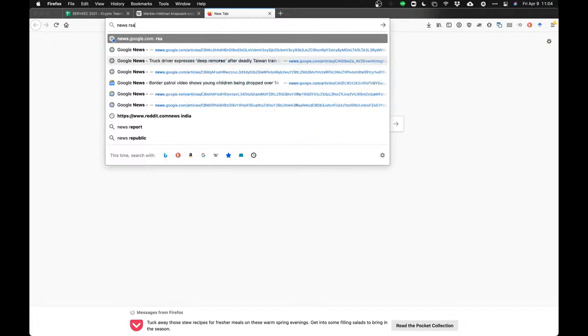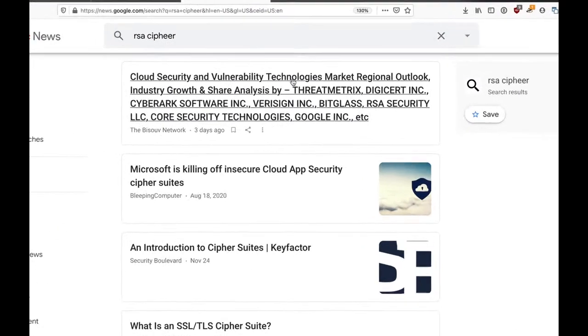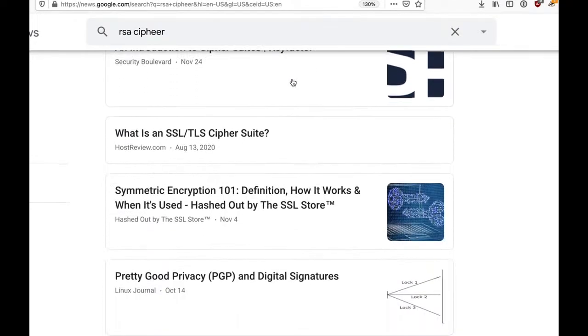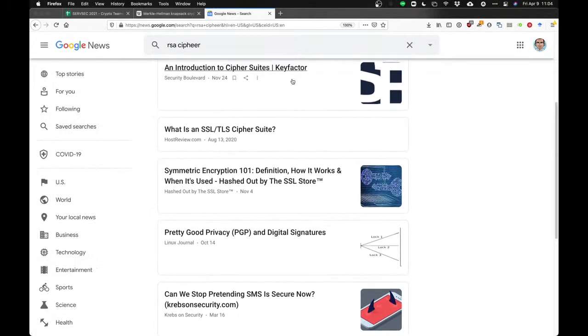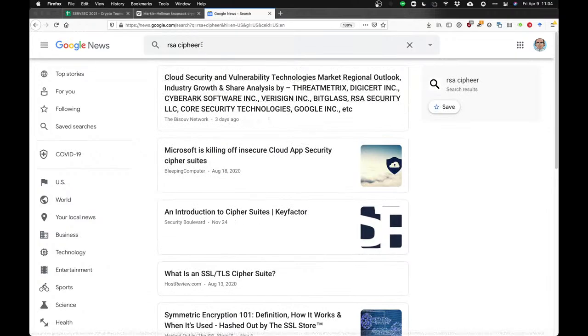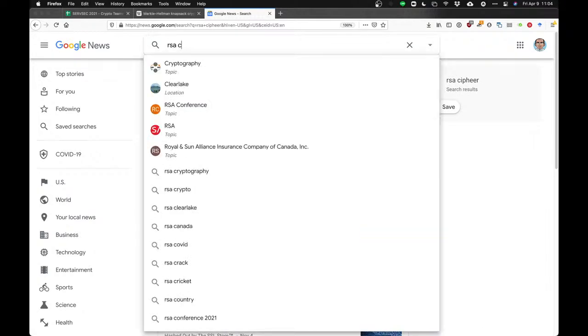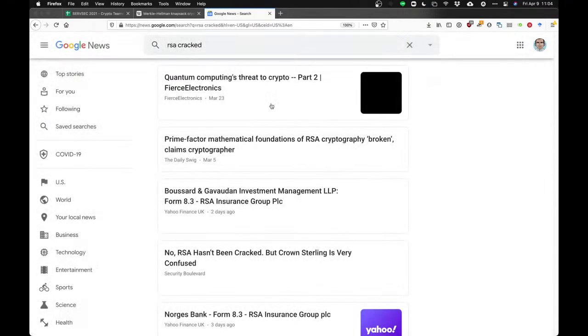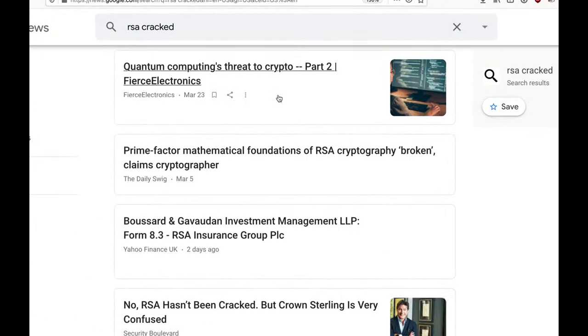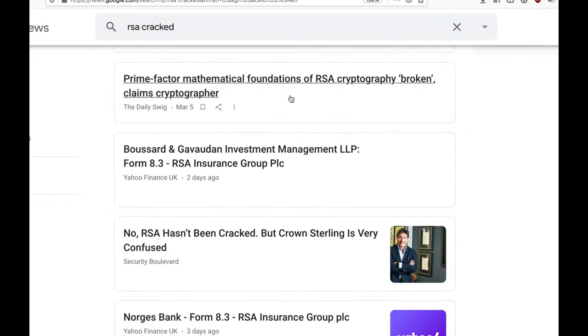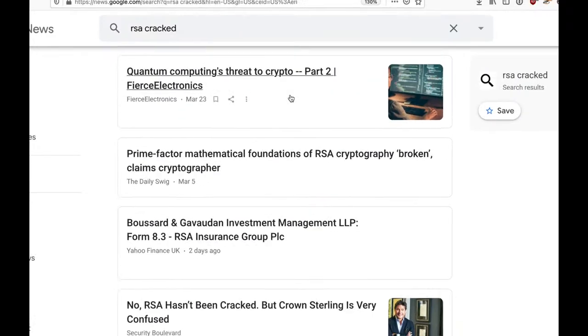Let's check the news. RSA cipher. This is, I believe, almost lately in the news. RSA. I thought it got cracked. Not that it got cracked, but it's under threat. There are some threats that possibly systems like quantum cryptography could break the RSA cipher.